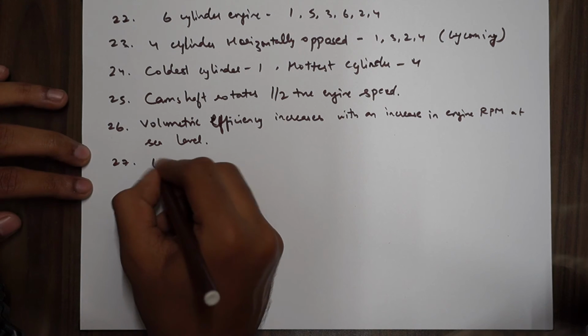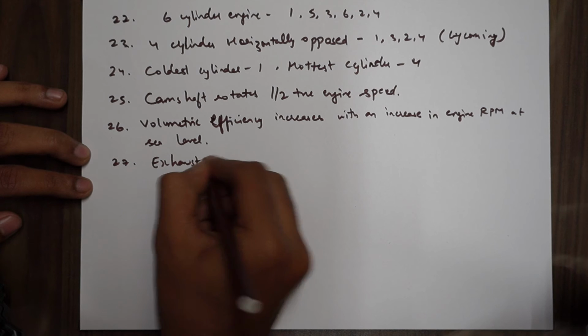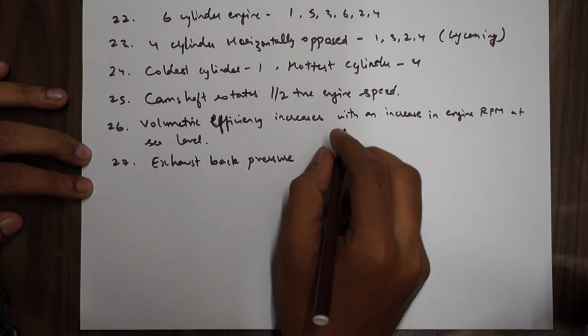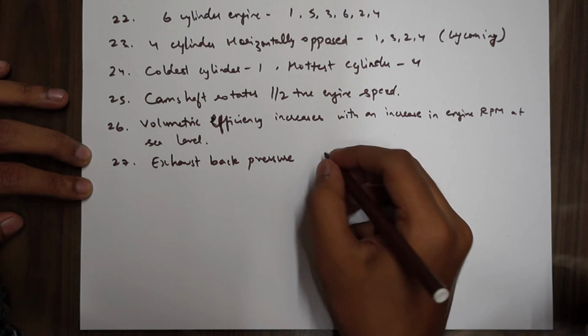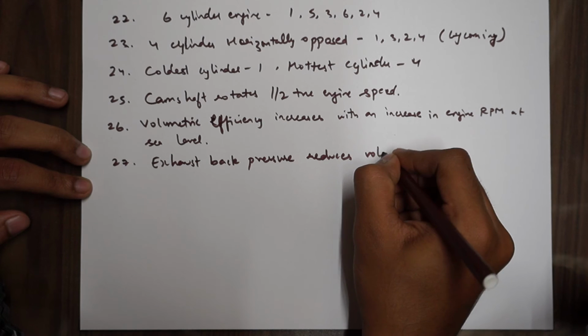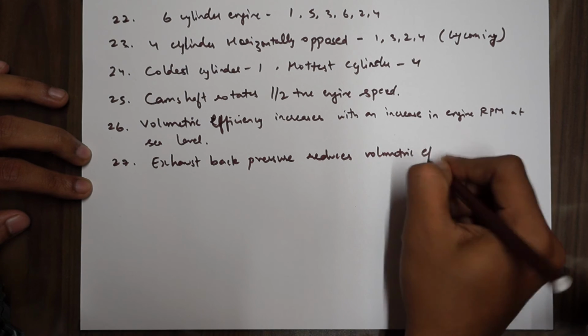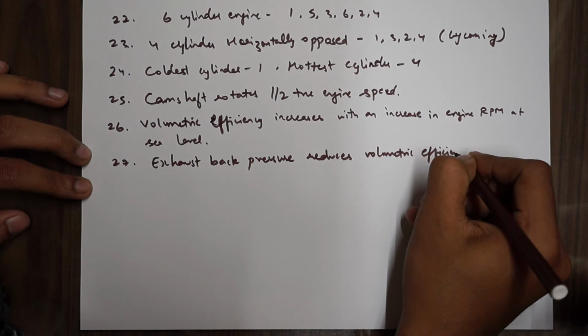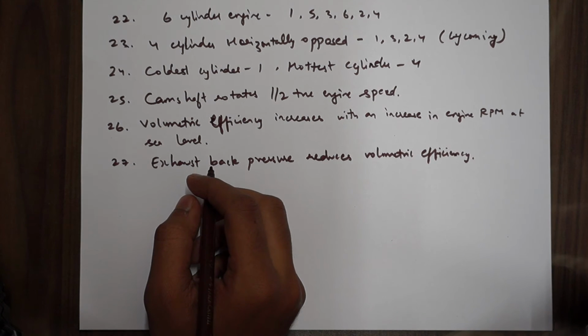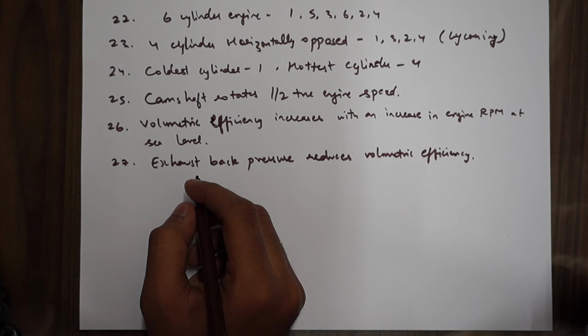27. Exhaust back pressure. I hope that's a familiar term. Exhaust back pressure is the pressure applied by the atmosphere during an exhaust. So it reduces volumetric efficiency. Now the next point is pretty understandable. Exhaust back pressure decreases with increasing altitude. Why do you think so?